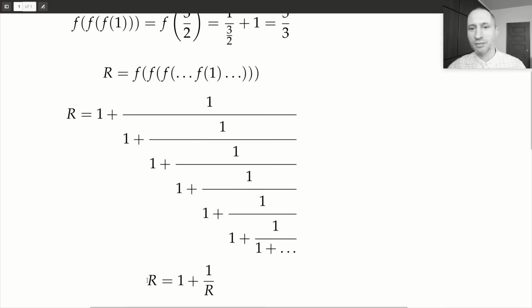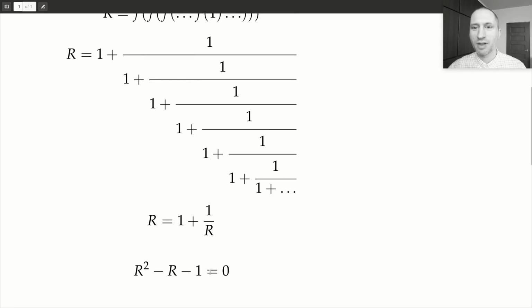So I can write this as r equals 1 plus 1 over r. Again, that's a trick because of infinity. And once you have that, you realize that you have a nice quadratic equation. You can solve it, and you will have the positive solution, and that can be defined as the value of this continued fraction.